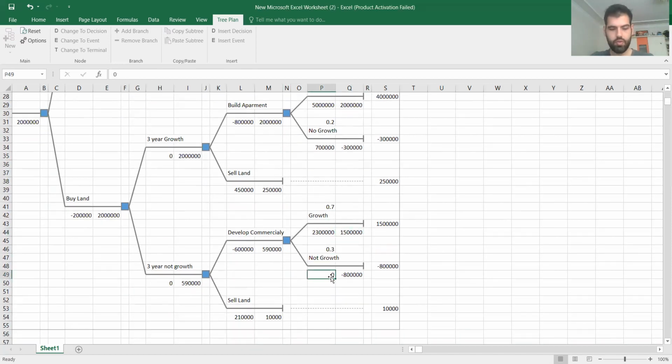So if it is not growth, it will be like $1 million. But we still make a profit. But I think that profit will not be enough, because it will be only $200,000. And I think that's it for the whole steps.